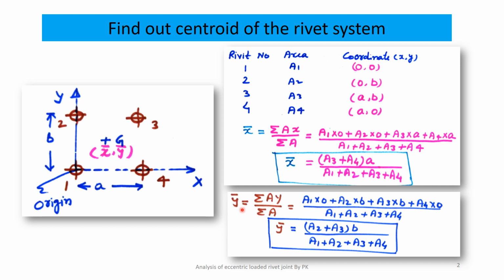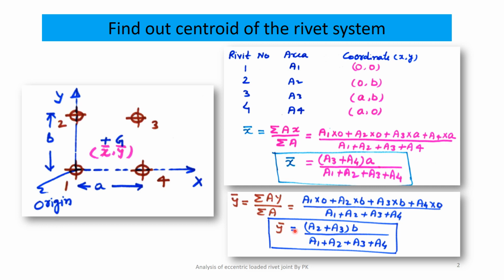Similarly, we find the value of y bar, that is summation Ay divided by summation A. Summation Ay is the sum of the product of area into its y coordinate. For the first rivet it is A1 into 0. For the second rivet, A2 is the area and the y coordinate is b, so A2 into b. For the third rivet it is A3 into b. Then for the fourth rivet it is A4 into 0. We divide by the total area, that is A1 plus A2 plus A3 plus A4.